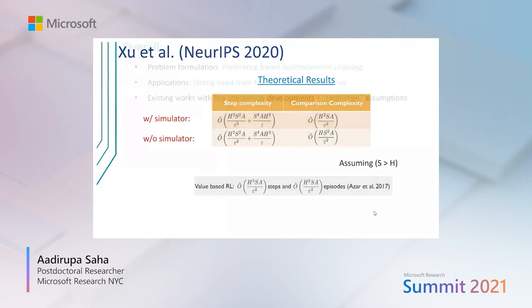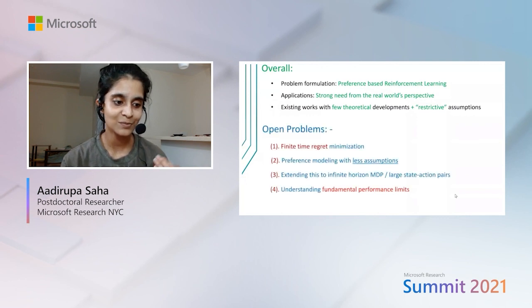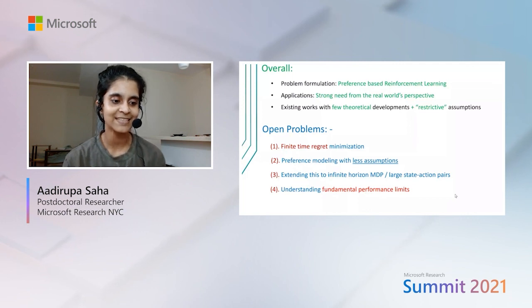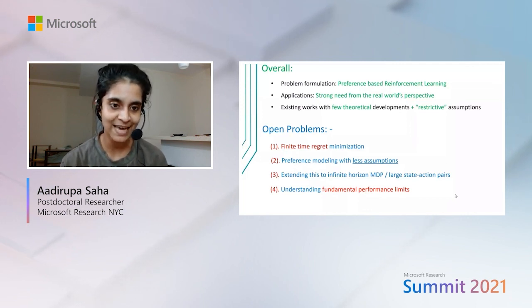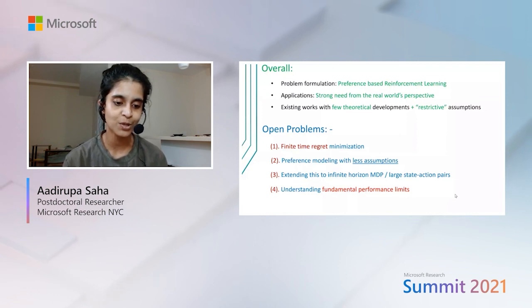Given this, I'll just conclude my talk here. So overall, we summarized the current existing literature of preference-based reinforcement learning and why it is important. On top of it, there are various open problems, as we already see that there has not been much work on finite time regret guarantees of preference-based reinforcement learning. Most of the theoretical works depend on a very restrictive set of assumptions. So maybe we want to narrow down some of the assumptions, and analyzing infinite horizon MDPs and the fundamental performance limits of PbRL would also be very interesting.